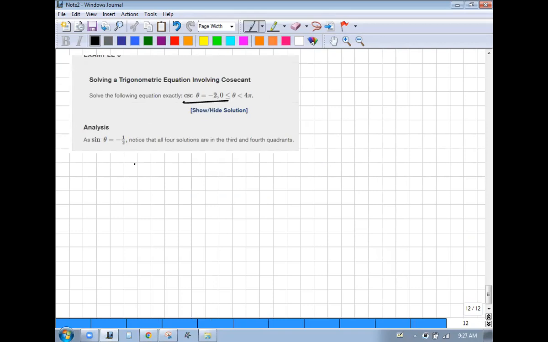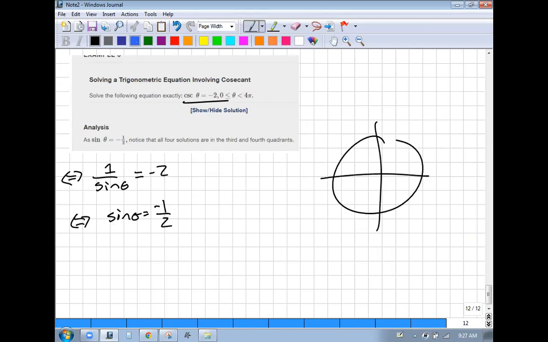Cosecant. Cosecant sucks, so I replace it with 1 over sine, right? And if I take the reciprocal of both sides, I get this. So where's sine equal to minus a half? Well, sine is a y value. There's y equals minus a half. So we need this angle and that angle, right? So let's see, what would these be?